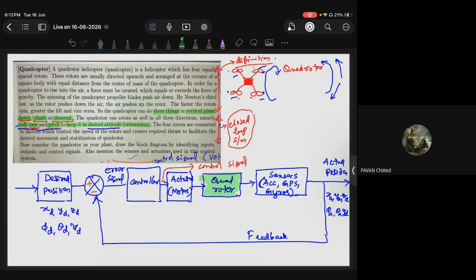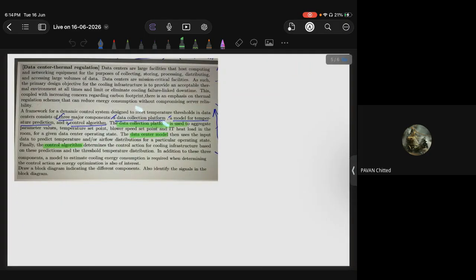The basic aim is for the student to understand the problem and put that problem into a block diagram, something like this. I hope this is clear. Let me tell you one more example. This example I'm leaving to you as an exercise.